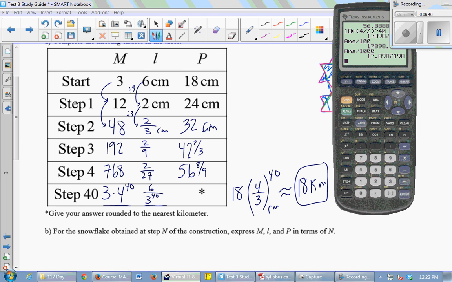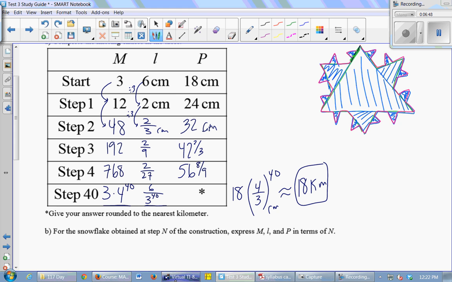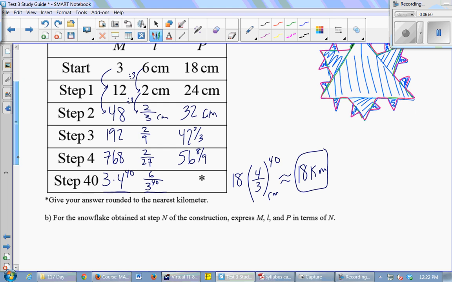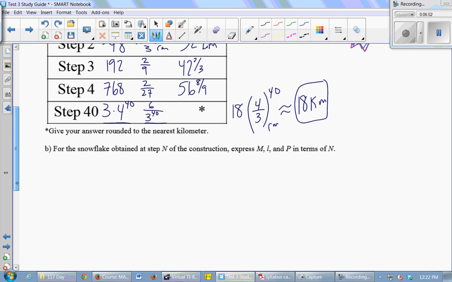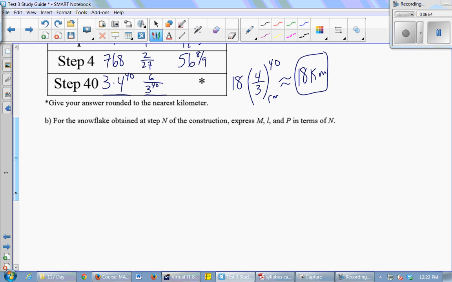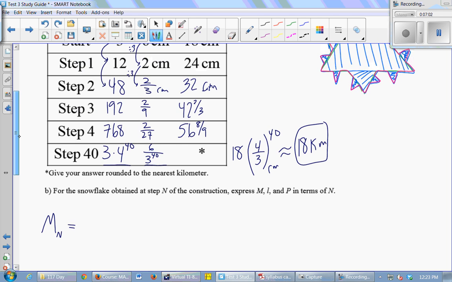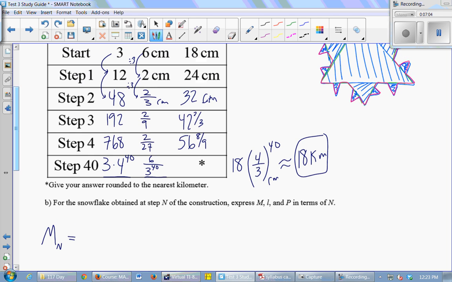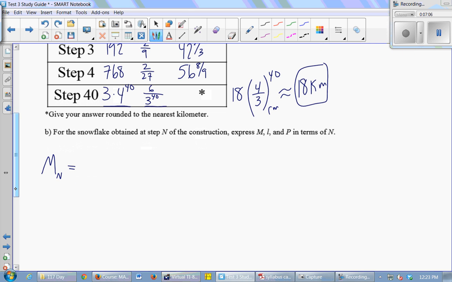All right, so for part B, for the snowflake attained at step N, express M, L, and P in terms of N. So I want formulas now. So now I want the number of sides at step N. Well, I would say that I'm starting with 3 sides and multiplying by 4 over and over. So I would do 3 times 4 n times. Multiply by 4 n times. So 3 times 4 to the n.